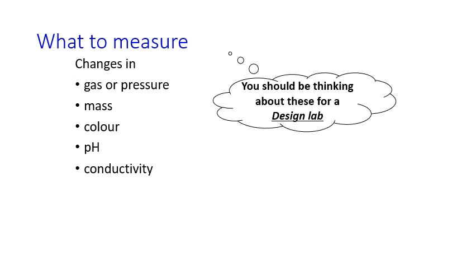So what to measure? Well, you can measure changes in gas pressure, okay, changes in mass if it's a solid, changes in color if it's a solution, changes in pH if it's a solution, changes of conductivity if it's a solution. Okay, so these are all things you could be thinking about for your IA.